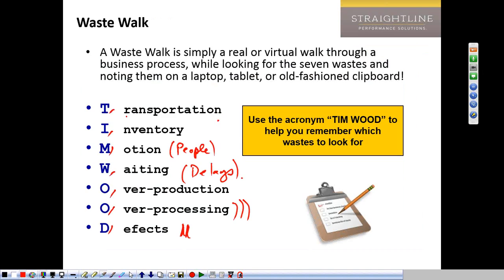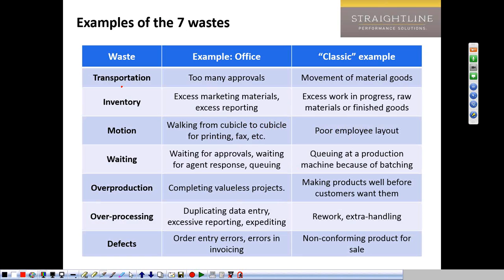Let me give you some examples. So this really is a very active thing. You can go out and do it. Okay, let's do some examples in here. For example, in an office, and then a classic example. In transportation, a classic example would be movement of material goods. In an office, it might be too many approvals, right? If I have a sheet of paper that has to go to 16 individuals, that's going to cause a lot of delays. Okay? Now, notice I said that's going to cause a lot of delays. So could I have put this in waiting? You bet I could have, and it doesn't matter. All I want to do is capture it, right? I don't care how I categorize it. All I want to do is capture it.